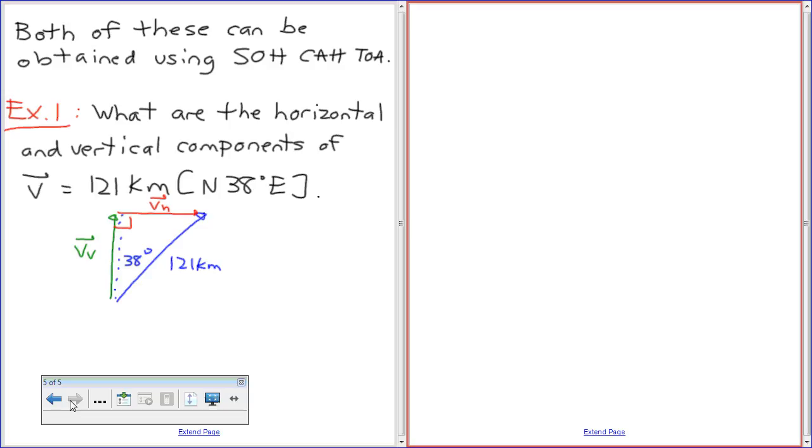Go ahead. Could someone use the first one, so sine? Yeah, okay, so it's going to be opposite over hypotenuse, right? So we're going to say, let me go all the way back to grade 10, sine 38 equals magnitude of VH over 121. So magnitude of VH equals 121 times sine 38.